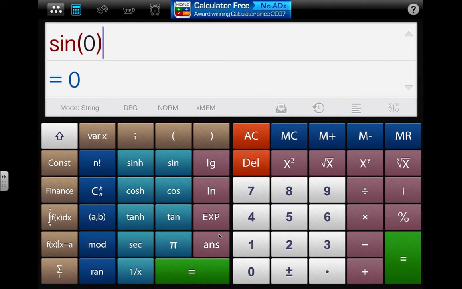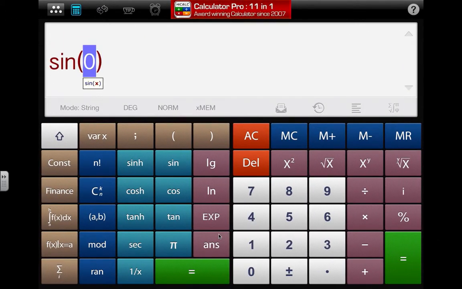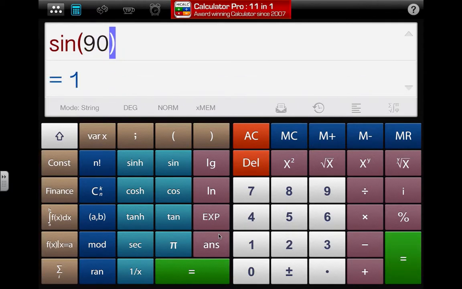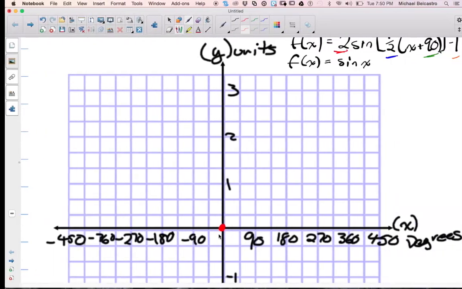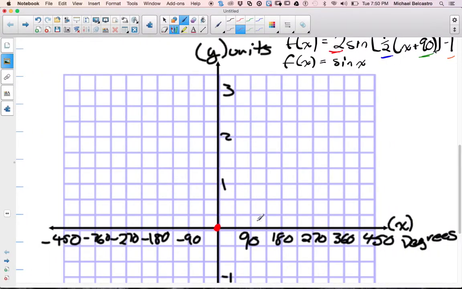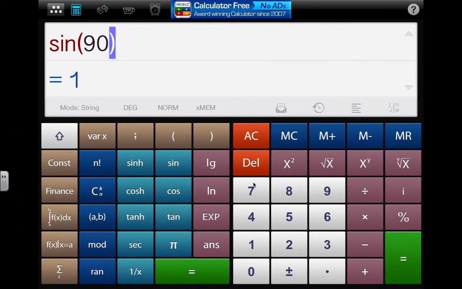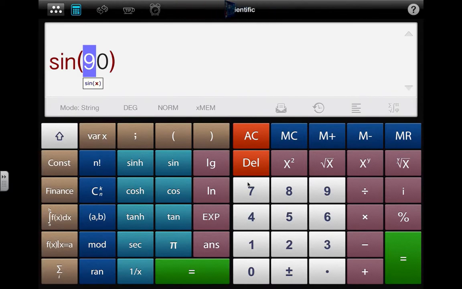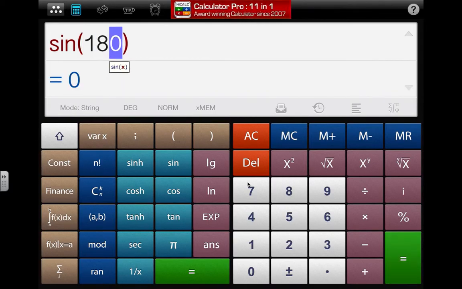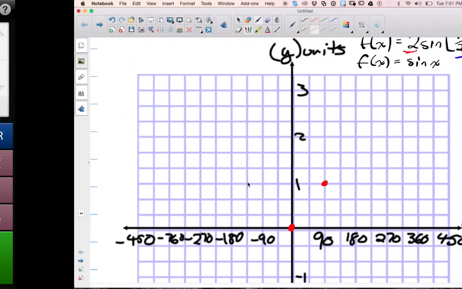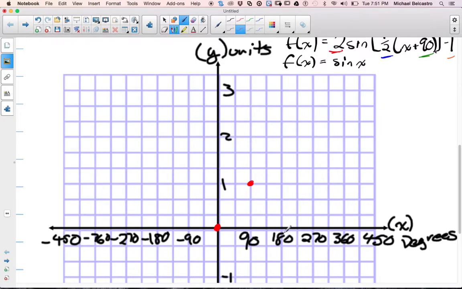Let's try the next thing. What about if sine was, let's say, 90 degrees? Sine of 90 is equal to 1. So when x is 90, we have a y value of 1, okay? So this is a way you can go about figuring out all the coordinates. We'll do a couple more quickly. If we had 180, that equals 0. So at 180, the y value is 0.